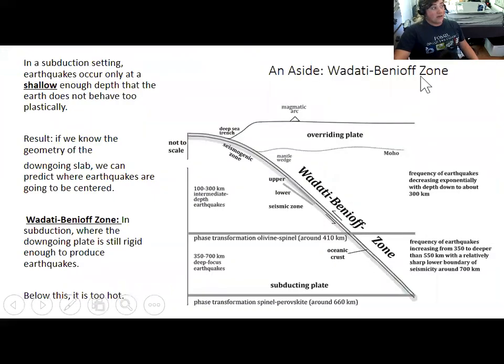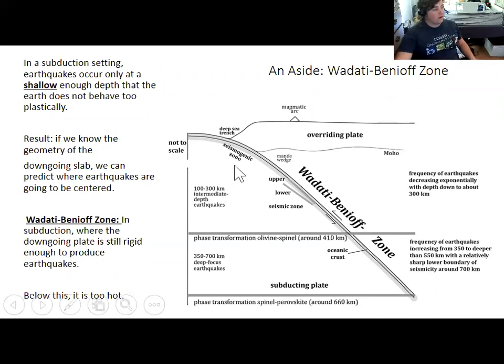Something I wanted to mention that relates to the fact that earthquakes are going to be stronger when the crust is cold or brittle is that at subduction zones, you only have earthquakes above a certain area. The term is the Wadati-Benioff zone, which isn't something you really need to memorize for this class, but it refers to the zone above which earthquakes can occur. As the downgoing plate gets farther down, it's going to get warmer, and thus you're going to have less friction.